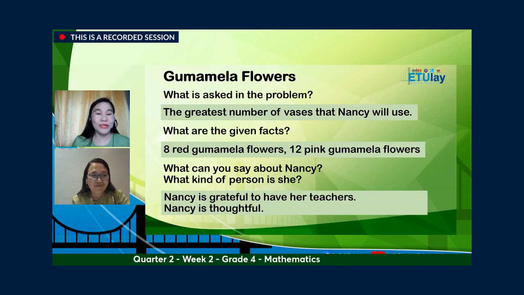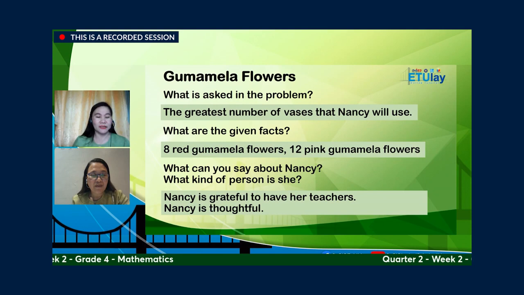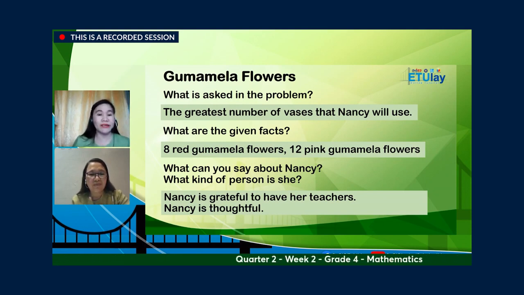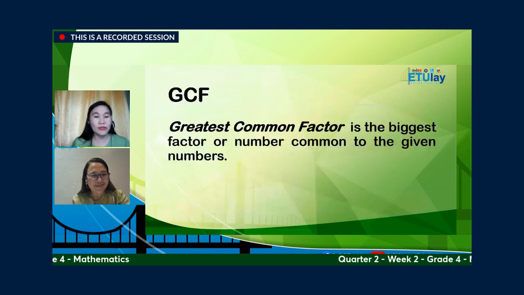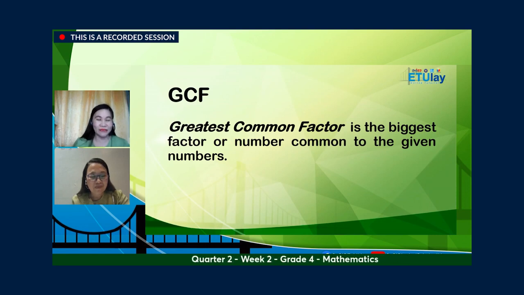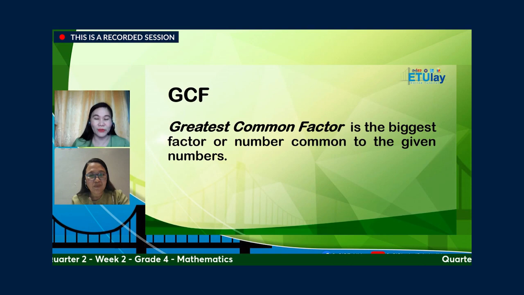So pagpatuloy natin, how can she get the answer? How will she find the greatest number of vases? Ano kaya ang paraan niya? Yes, tama. How to find it? We have to find the GCF. And what is GCF? GCF means greatest common factor. It is the biggest factor of a number common to the given numbers.